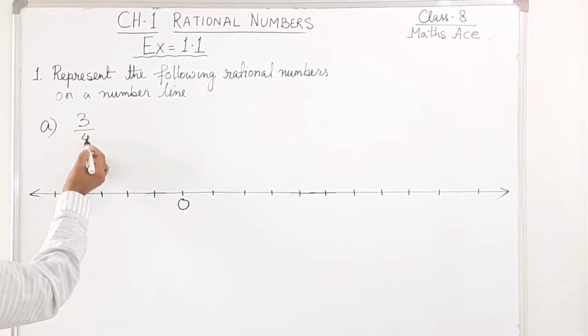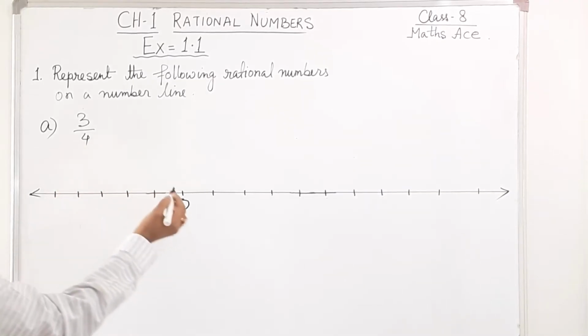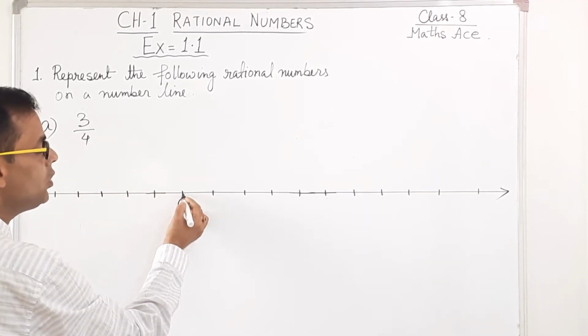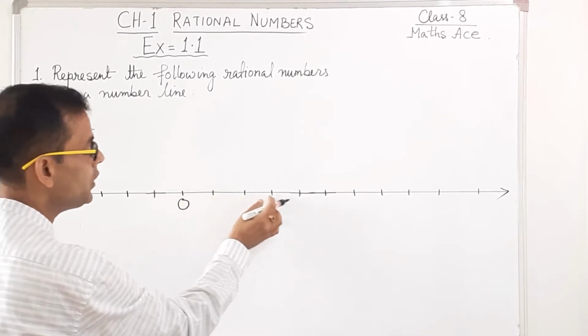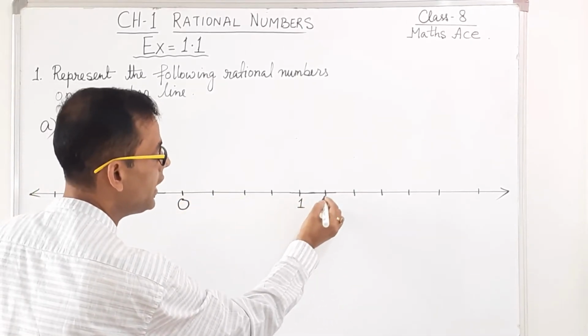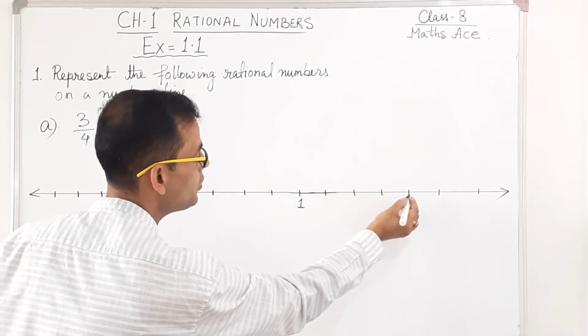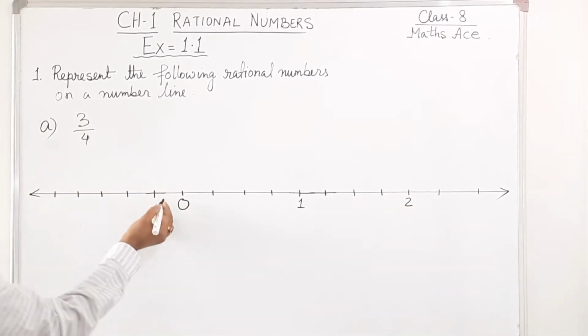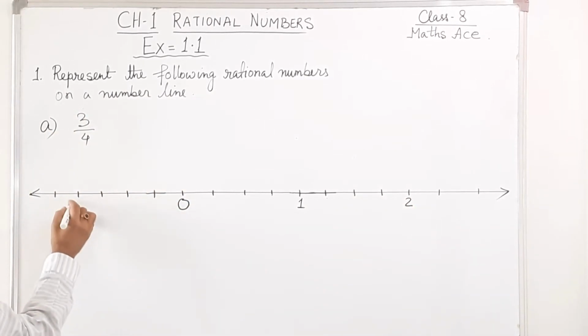Clear? Now downside it is 4. So how we will write? Here 0, then 4 boxes, 1, 2, 3, 4, and then write 1. Again 4 boxes, 1, 2, 3, 4, 2. Again this side also 4 boxes, 1, 2, 3, 4. So minus 1. Like this way we have to plot it.